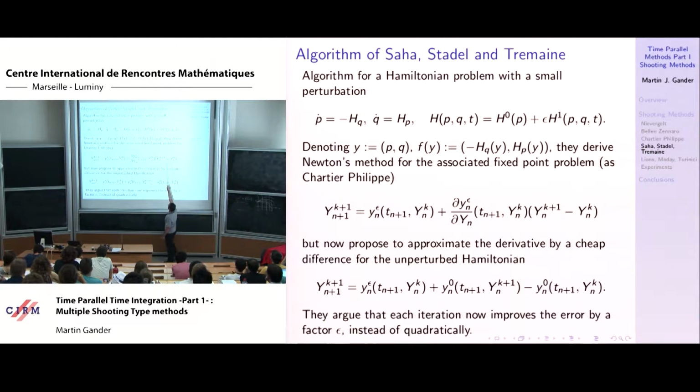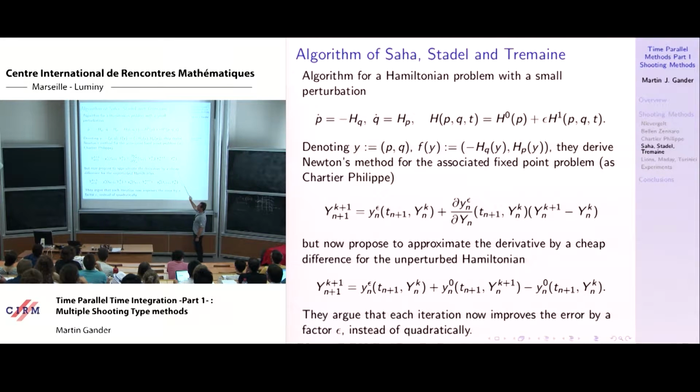And then there is a small second term in this Hamiltonian, and this term describes interaction between planets. Planets also attract each other, but the influence is very small. The main force comes from the sun. So in the solar system, this is a typical Hamiltonian. Now, if we collect the unknowns p and q in a y, and the right-hand sides H_q and H_p in an f, then this is just a system of ODEs like the ODEs we've seen before. So in particular, one can write a multiple shooting method, like the one of Chartier and Philippe. So here is Newton's method applied to this problem. After multiplying through by the Jacobian, you get the new approximation at Newton step k plus 1 at time interval n plus 1 equals the exact solution on the previous interval, plus a Jacobian term, times the difference.